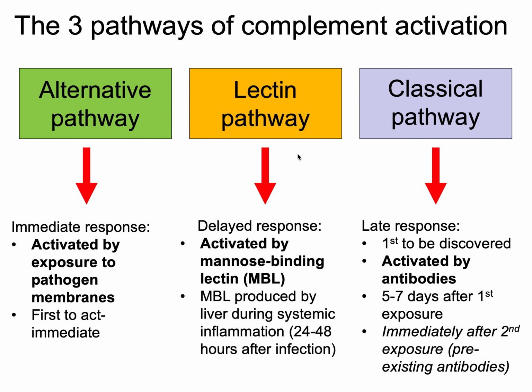The classical pathway was the first to be discovered, but the first to be activated is the alternative pathway. It's activated immediately after exposure to a pathogen by exposure to those pathogen membranes. The lectin pathway is the second to act. It has a somewhat delayed response. It's activated when a molecule called mannose-binding lectin binds to the surface of pathogens. Mannose-binding lectin is typically produced within 1 to 2 days after the initiation of an inflammatory response.